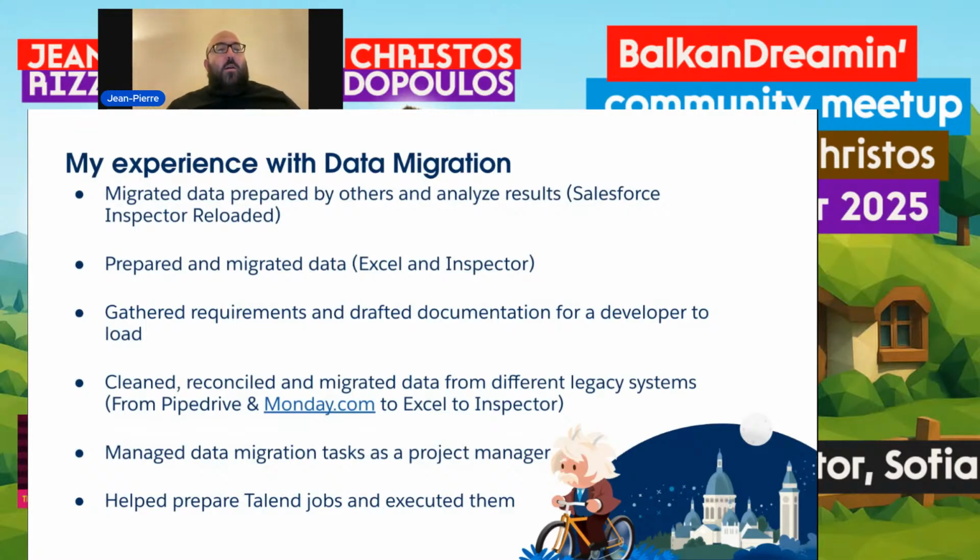I've also just gathered requirements and drafted the documentation for a developer to load, because it was such a technical and big project that I was really centered on doing that BA stuff. And if we can maybe reduce the BA part of the data migration project, maybe it's going to be about gathering requirements and drafting documentation, and of course maybe down the road analyzing results. But the very, very bare minimum for a BA role in a data migration, according to me, would be that requirements gathering and that documentation.